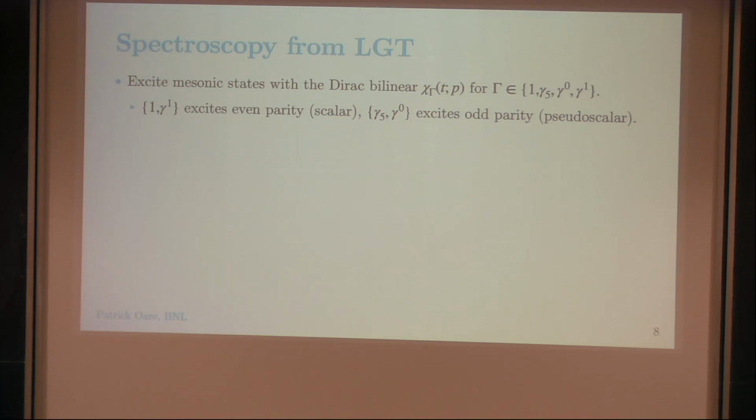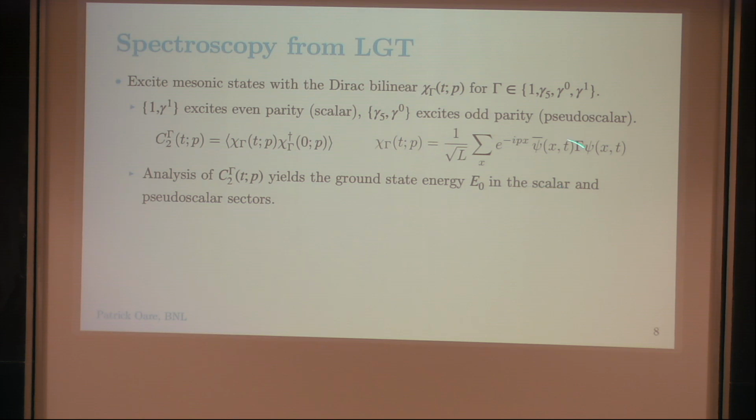Specifically for this project, we're looking at Dirac bilinears. So we're going to look at operators of this form: a gamma structure sandwiched between a psi bar and a psi, projected to definite momentum. And we're computing these 2-point correlators here. Now, we expect the identity and gamma 1 to excite scalar states, so even parity states, and gamma 5 and gamma 0 to excite pseudoscalar states, so odd parity states.